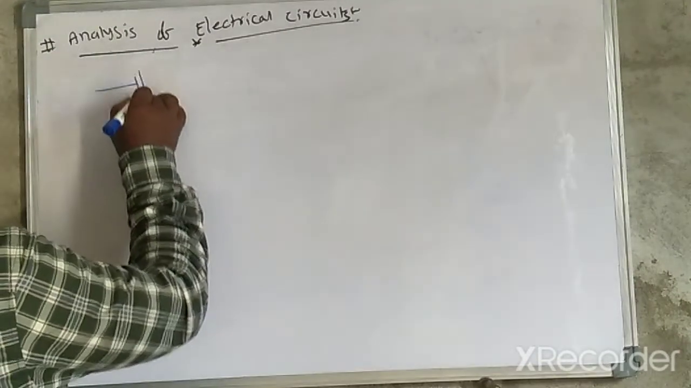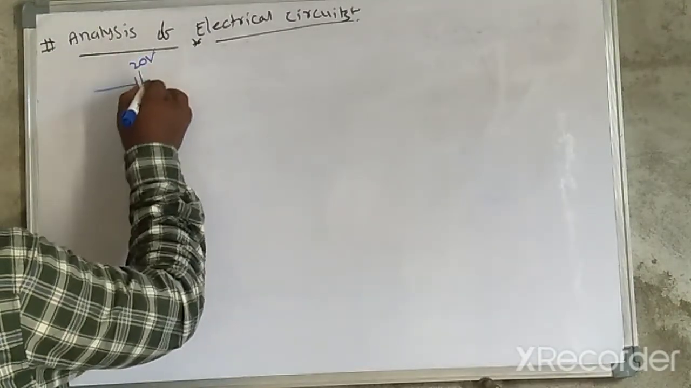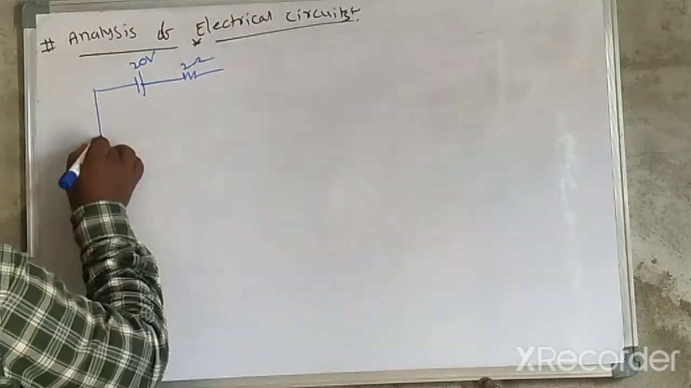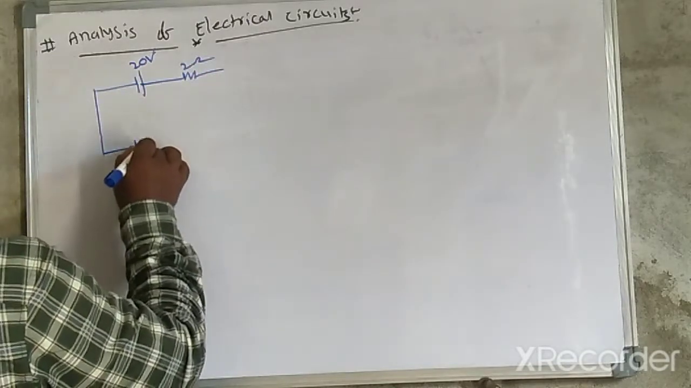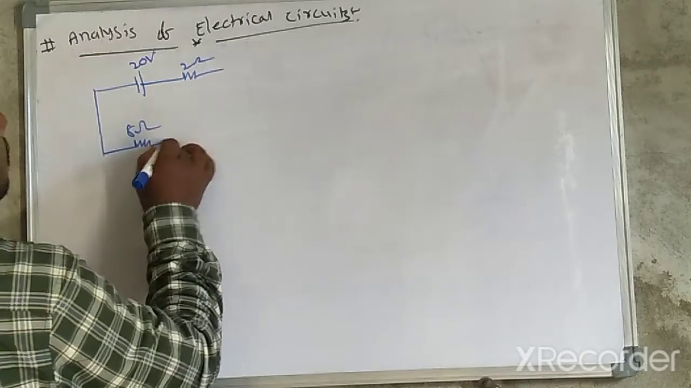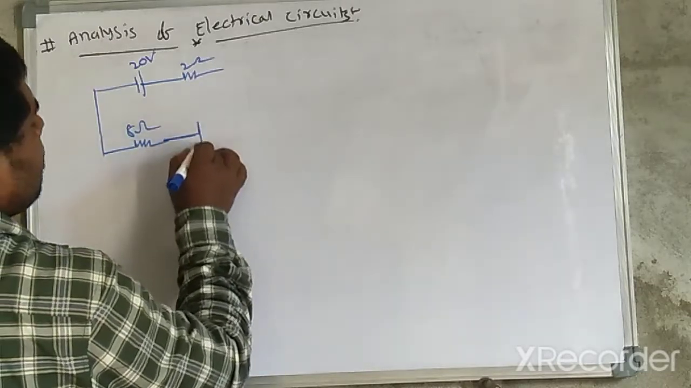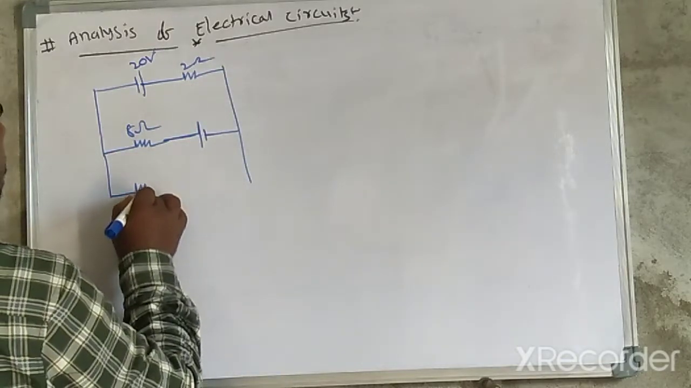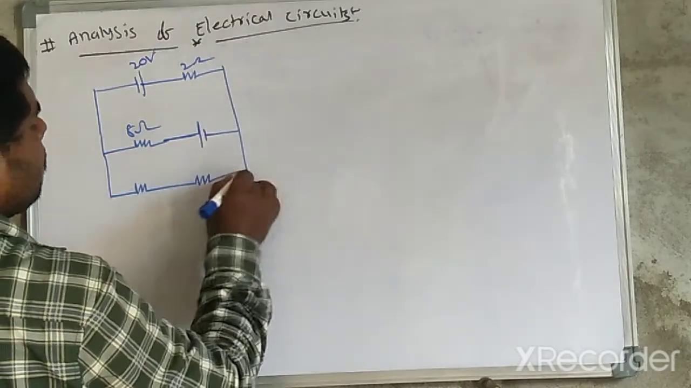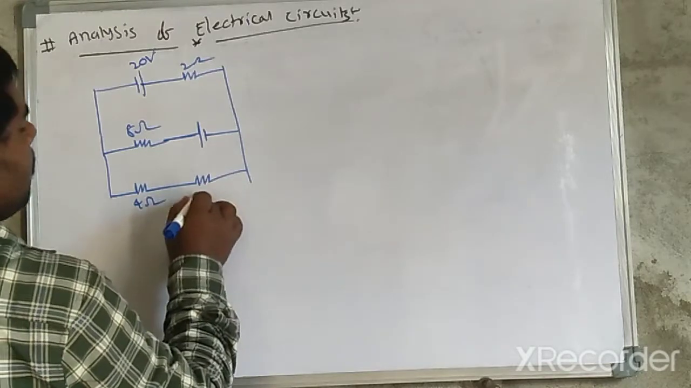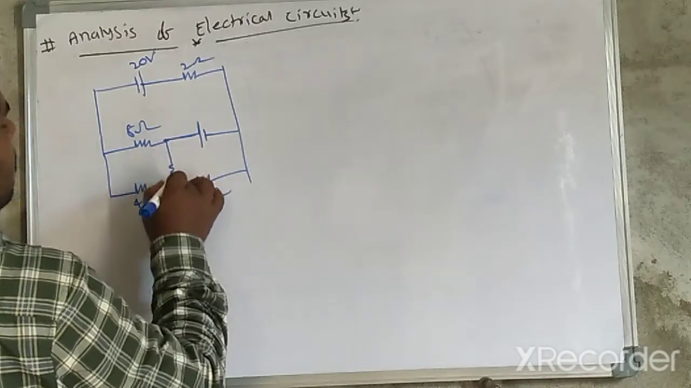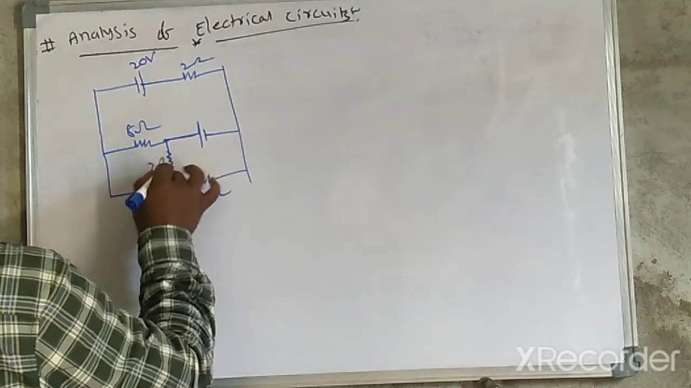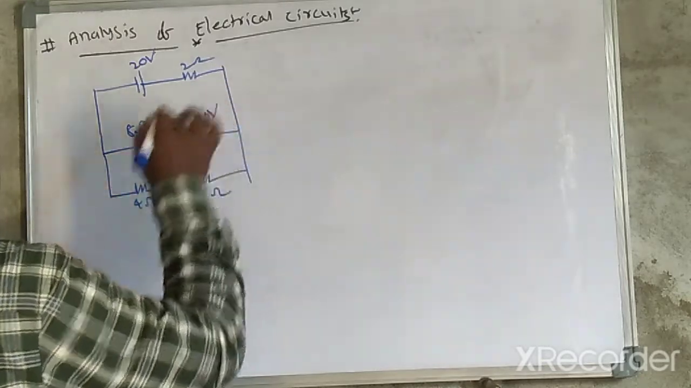This is the 20 voltage, and this is one resistor, a 2 ohm resistor, and this is the 8 ohm resistor, and here the battery connection like this. This is one more resistor, here also one more resistor, a 4 ohm resistor, a 4 ohm resistor, and here the 2 ohm resistor. Here the 10 voltage.